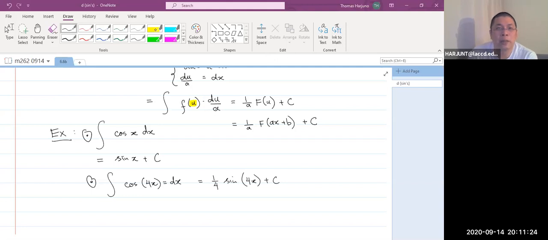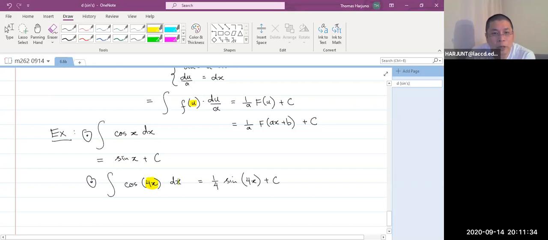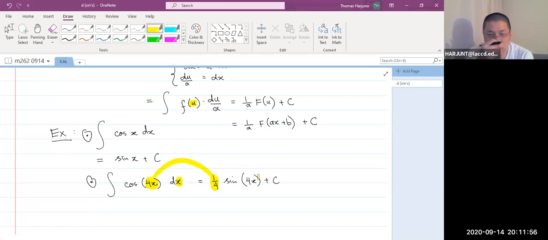Okay, so basically you treat this as your u, right? The variable of integration is x. Now you have extra 4 here. The coefficient of that x becomes the reciprocal. Now cosine of u, when you integrate it, becomes sine of u. Otherwise, you need to do substitution here and there again.